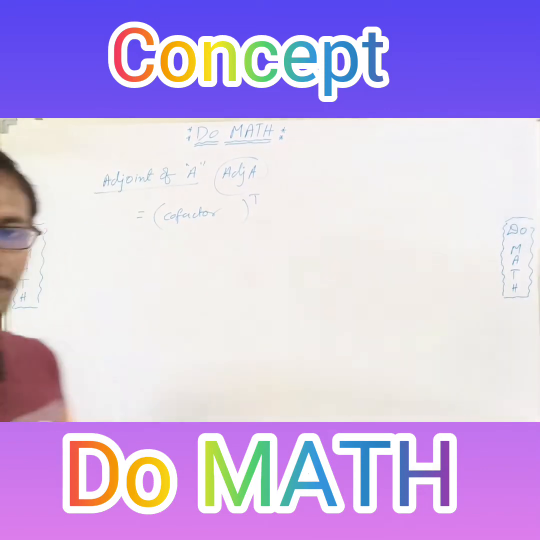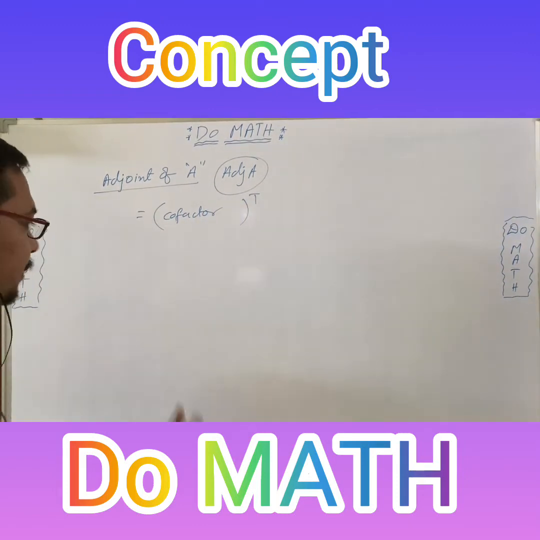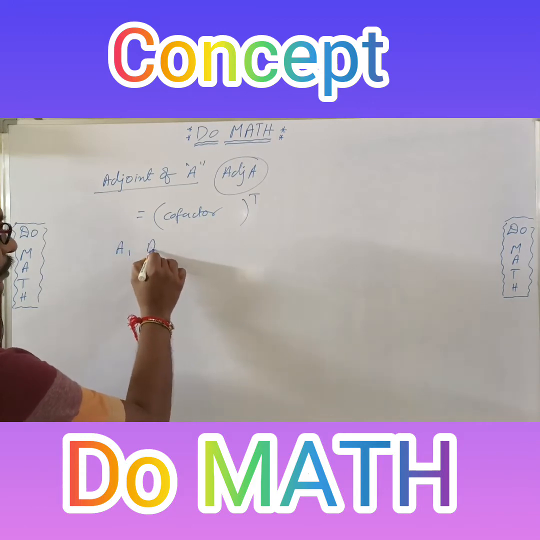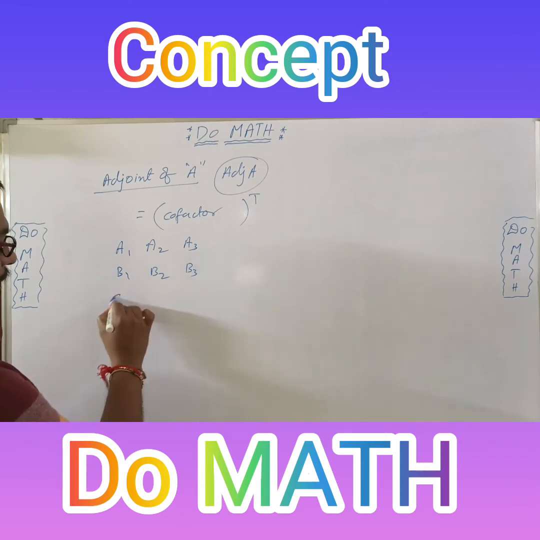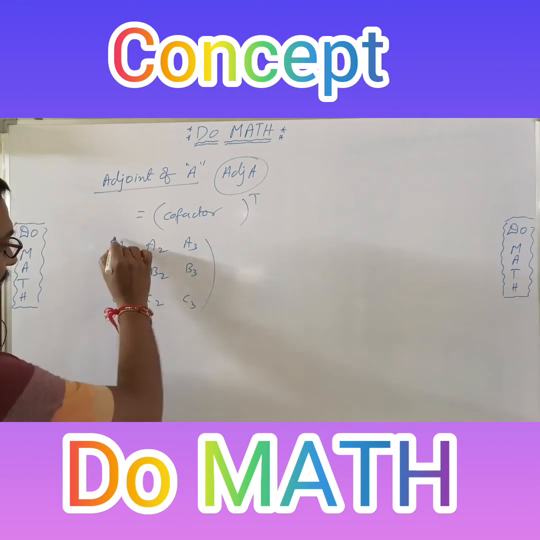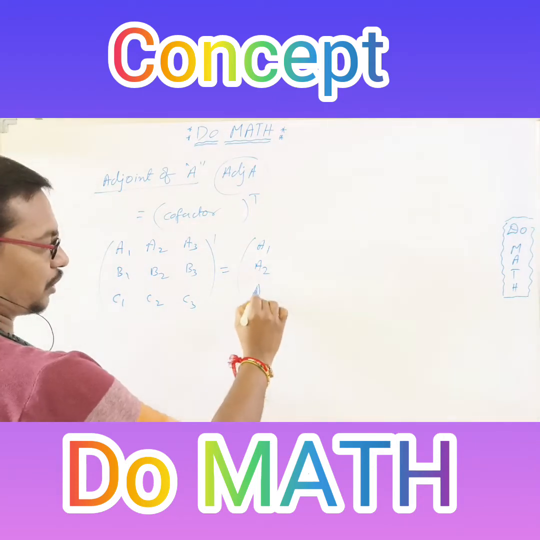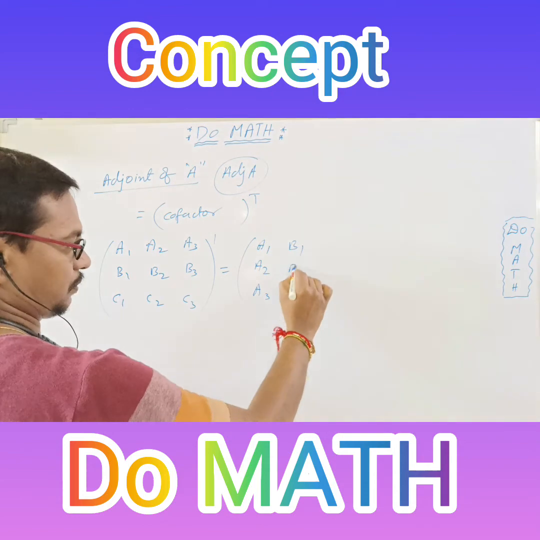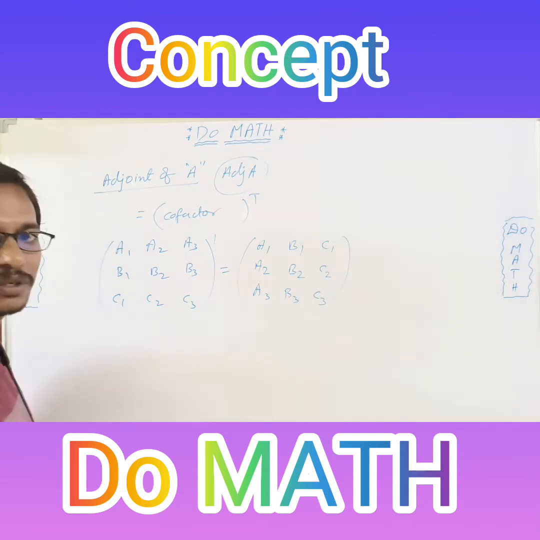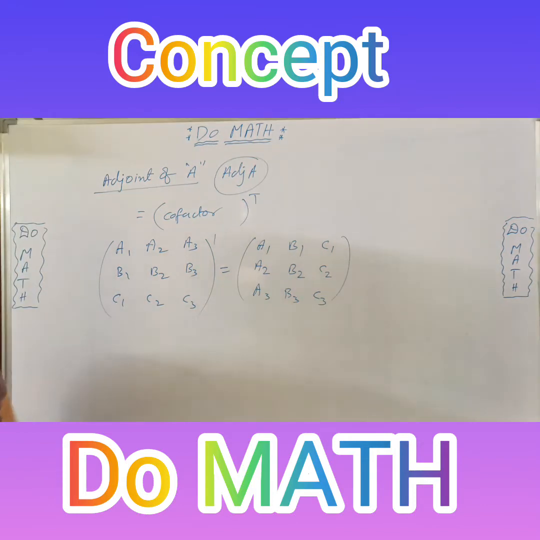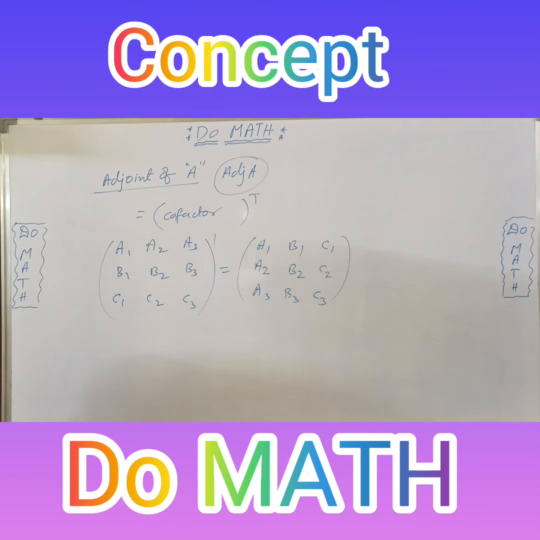Okay, I will continue. Cofactor matrix. Transpose of the cofactor matrix is called adjoint. Suppose the cofactor matrix is A1, A2, A3, B1, B2, B3, C1, C2, C3. Then this transpose is called adjoint A, interchanging the rows and columns, which is transpose. Transpose of the cofactor matrix is adjoint A.